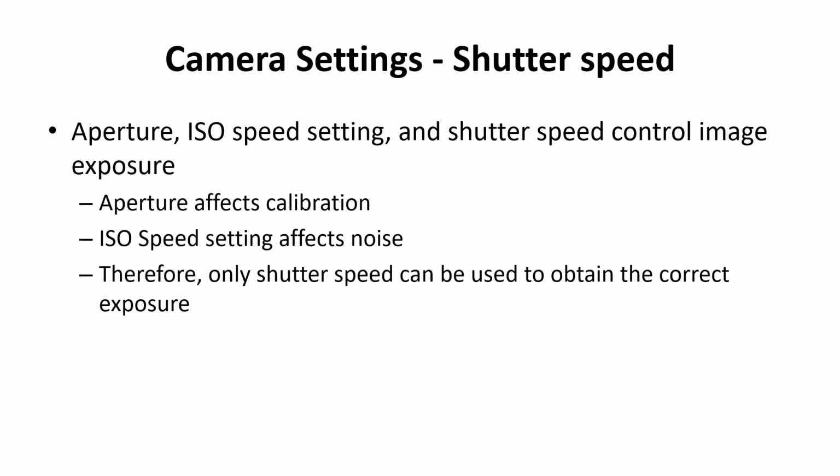And then essentially you allow the camera to control the amount of light making it onto the sensor using the shutter speed. So you keep the aperture and ISO speed setting constant, and the light meter in the camera will determine the appropriate shutter speed to have the appropriate amount of light coming onto the sensor.